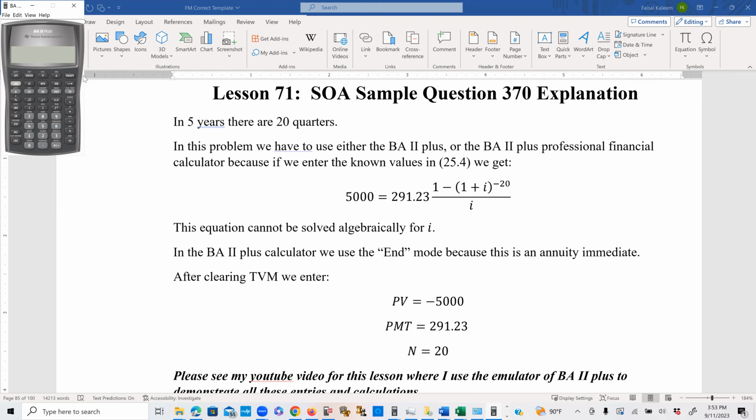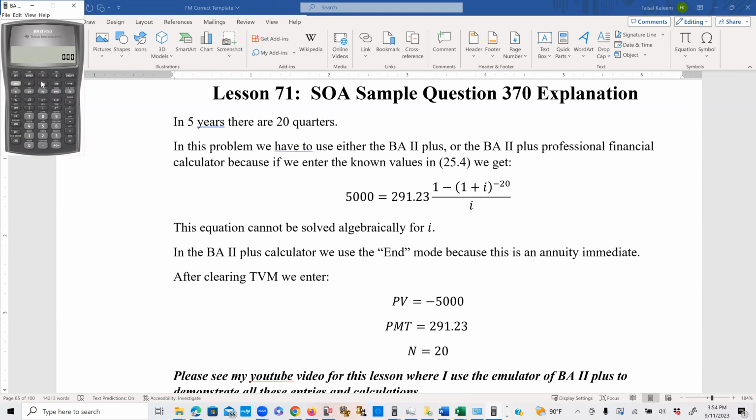The way we make sure is we turn it on, and you see this BGN button over the PMT. So you do second BGN. Right now it shows that it's in the end mode. If it were not, or if you want to change it to begin mode for an annuity due, you would do second and set, and you see it now toggles to begin. If you do second set again, it's now back to end. Once we've done that, we can turn it off and back on. Now we know it's the end mode.